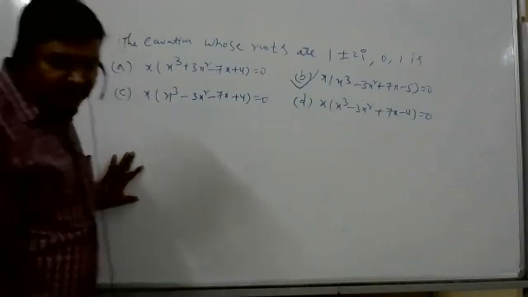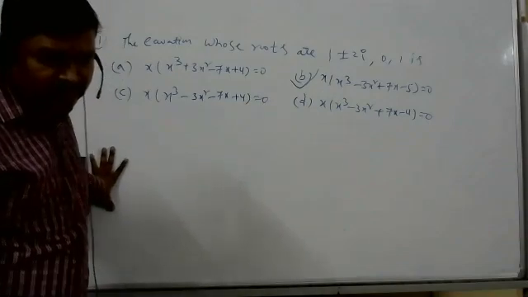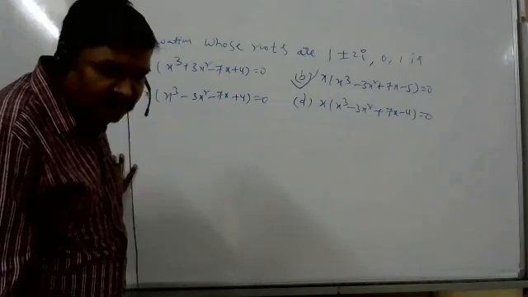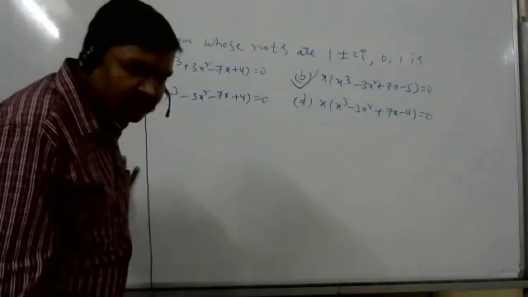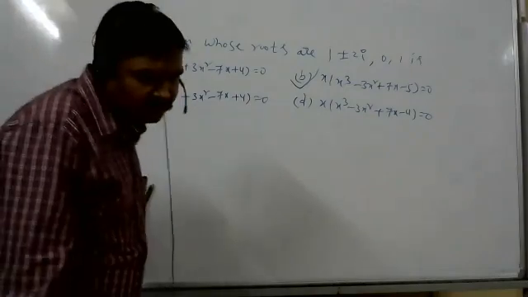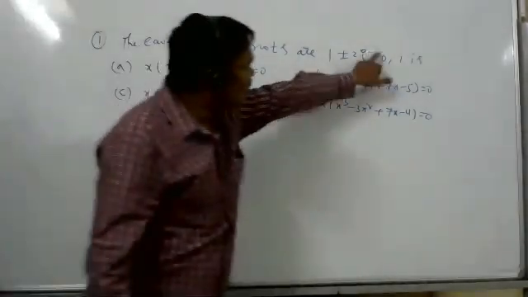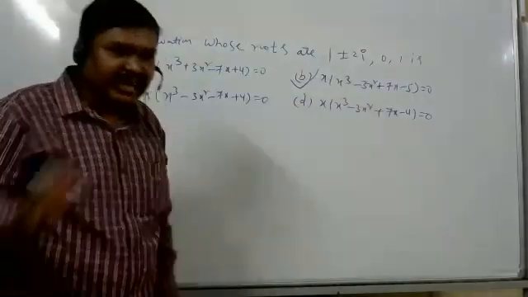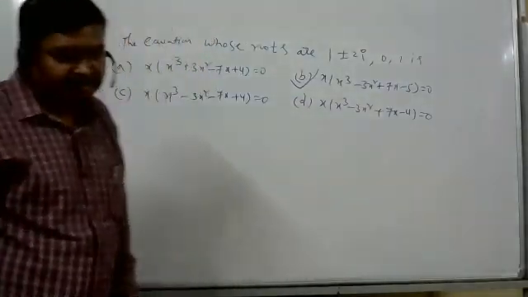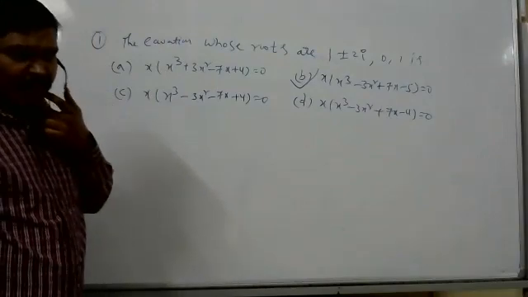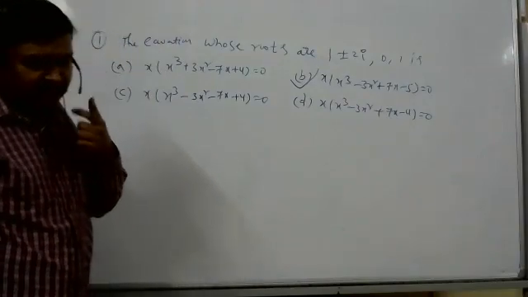Sir, we can use shortcut, no, sir. Like here we can select two real roots, 0 and 1. We can put in each equation and find out. Or otherwise take 3 roots, 0 is not included. Alpha, beta, delta take. Sum of the roots, product of the roots.